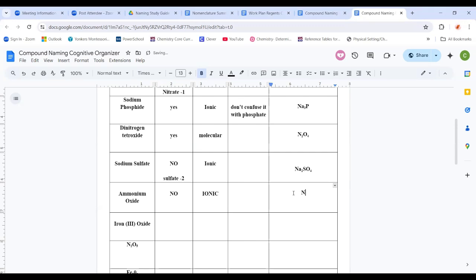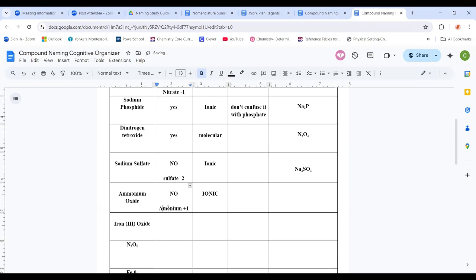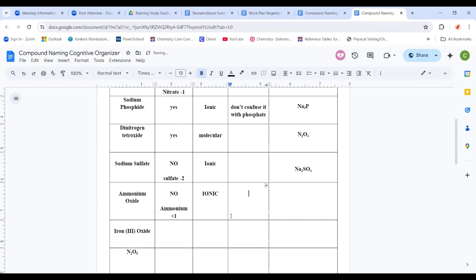So ammonium is NH4. Now there's some charge balancing here because this is ionic. Ammonium has a +1 charge. And oxygen has a -2 because everybody in group 16, unless we're running into some exceptions, is going to have a -2 charge. So that means I actually need 2 ammonium to balance this out.